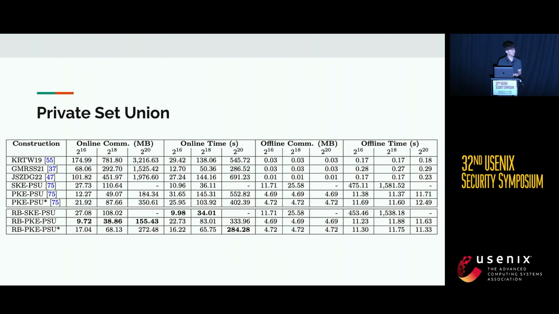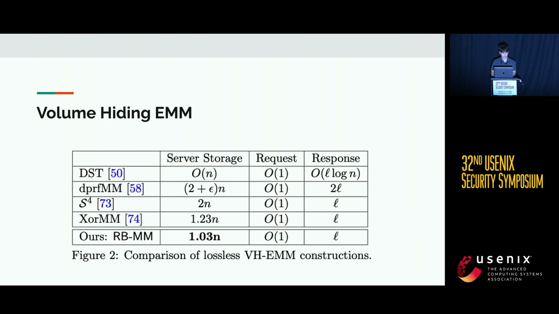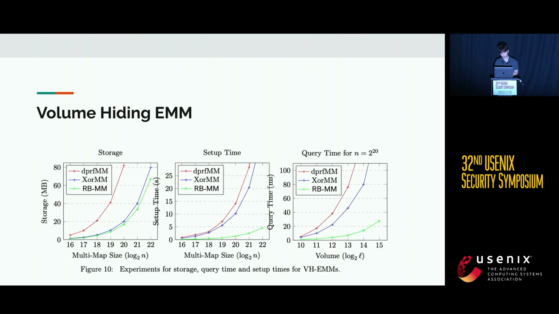We also plug our OKVS scheme into private set union, and we improve upon prior state-of-the-art schemes. And finally, we plug our OKVS into the volume hiding encrypted multimap, and we essentially beat prior state-of-the-art schemes in all aspects. As you can see here, our scheme beats prior state-of-the-art schemes for volume hiding encrypted multimap in pretty much every aspect.